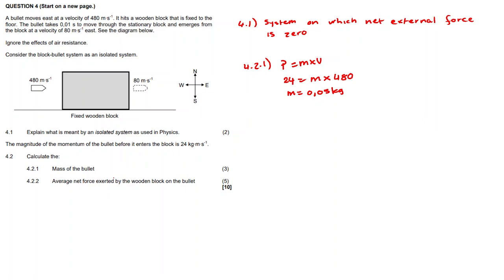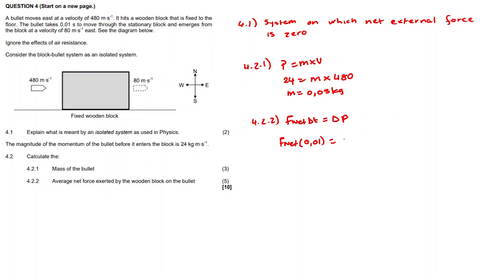Question 4.2.2. Calculate the average net force exerted by the wooden block on the bullet. In order to calculate the net force, we can use the equation F net delta t is equal to the change in momentum. We can therefore say that the F net, and we know the time taken is 0.01 seconds, is equal to the change in the momentum. So, the momentum of the bullet final minus the momentum of the bullet initial.